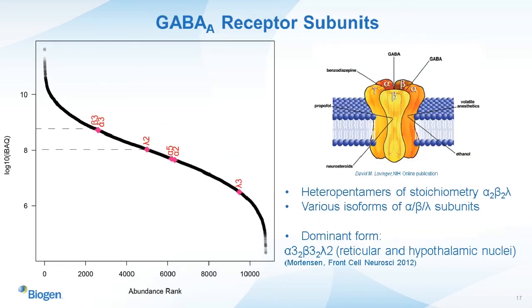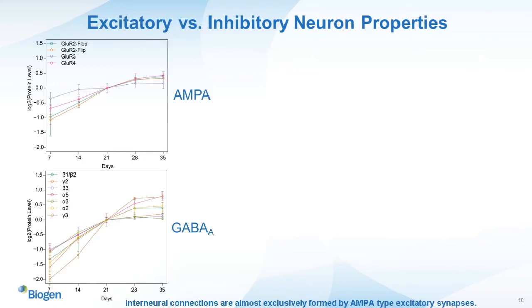The diversity is even higher with the inhibitory GABA-A receptor. These are heteropentamers consisting of alpha, beta, and gamma subunits. There are various isoforms consisting of different contributions of different gene products. Interestingly, the dominant form that we find represented in our data set is alpha 3, beta 3, gamma 2. That's not the most widespread form found in the brain, but it is actually limited to particular areas, including the reticular and hypothalamic nuclei.